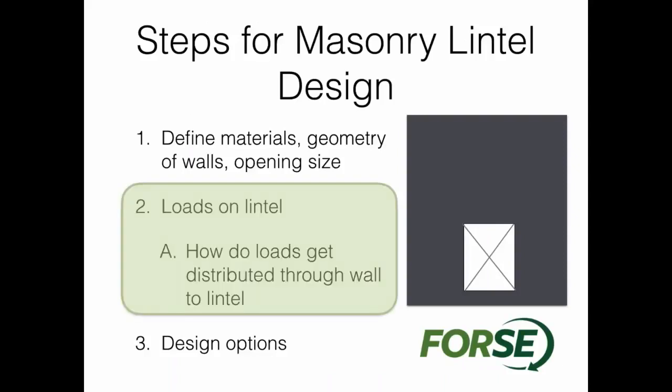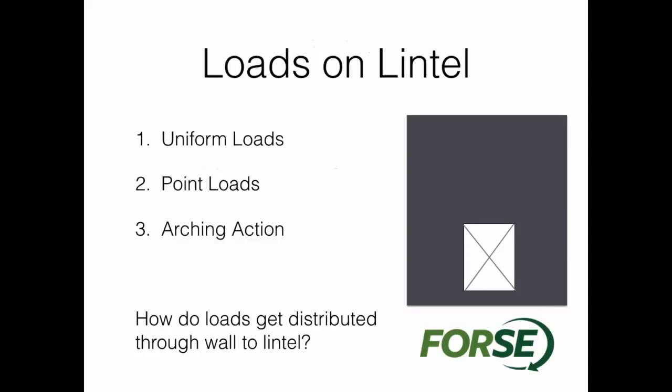All right, so loads on a lintel, what do I mean by that? Again, I say that they're going to be different. It's going to be different depending on control joint location, depending on material. So what exactly do I mean? We have different types of loads on a wall. We can have uniform loads on a wall, right? You have point loads that come from, say, beams and elements. And then we have this arching action thing that I keep referring to.